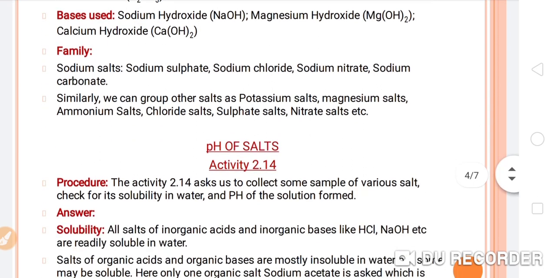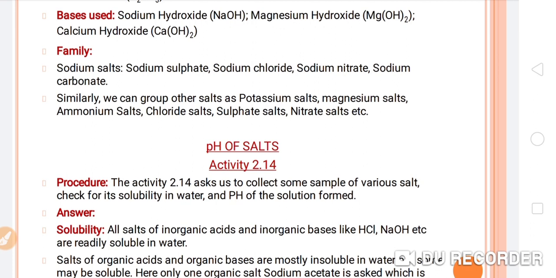Now let's discuss the family. There are a number of families formed, and a family can be on the basis of the metal as well as on the basis of the group, like sulfate, carbonate. Okay, so on the basis of these you can classify the salts also.